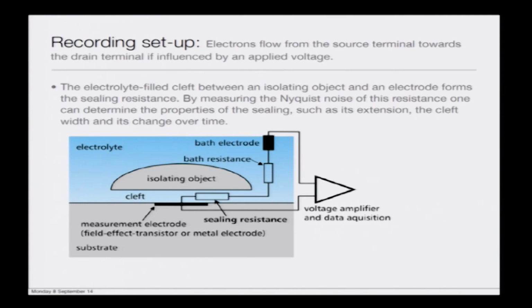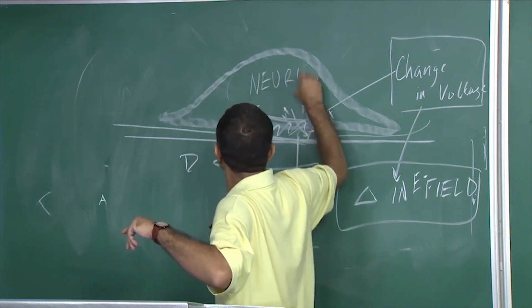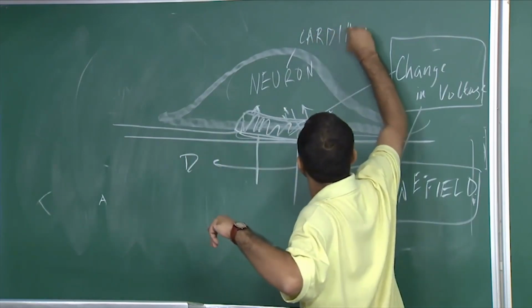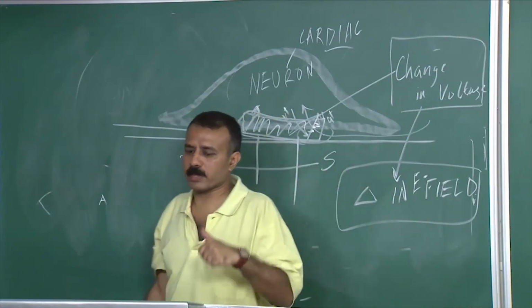Electron flows from the source and drain terminal if influenced by an applied voltage. The influence is coming from this neuron, or it could be anything, it could be a cardiac cell, but it has to be an excitable cell which is continuously changing its extracellular voltage.